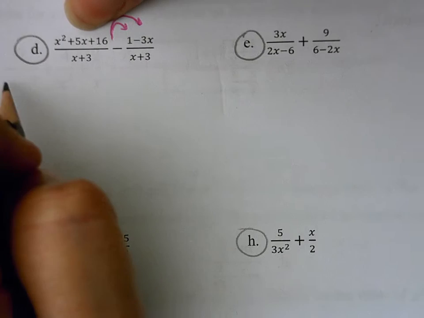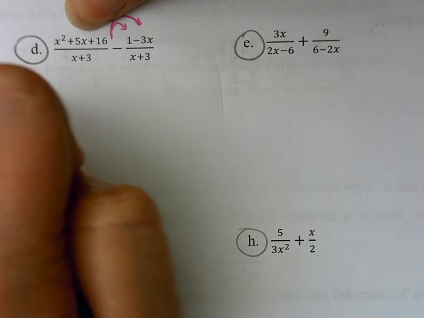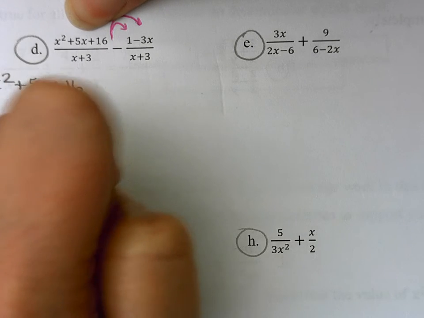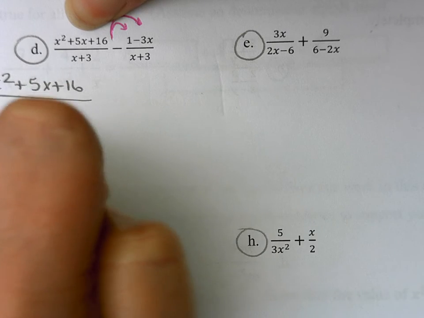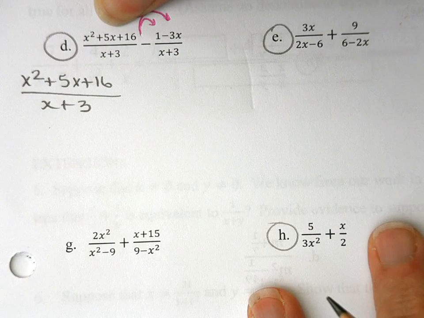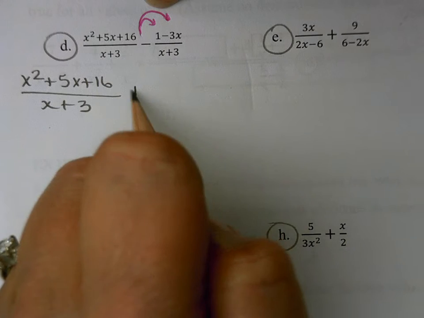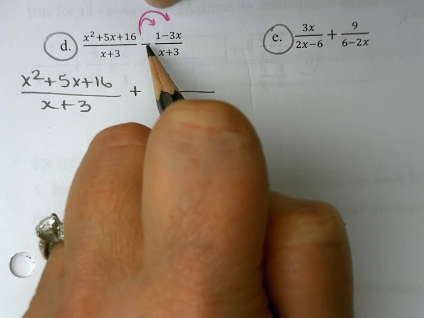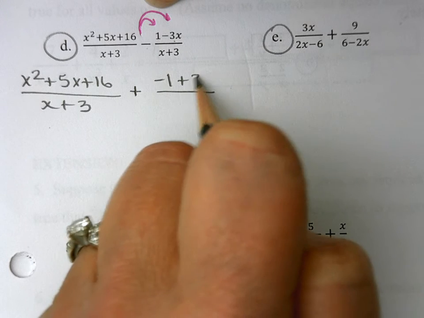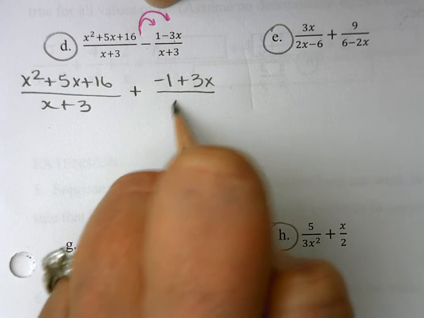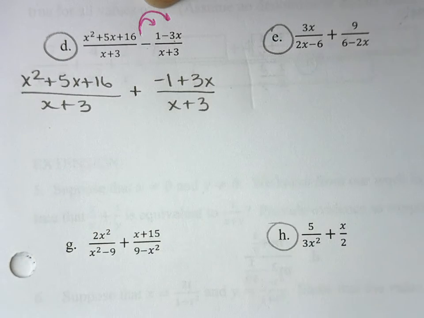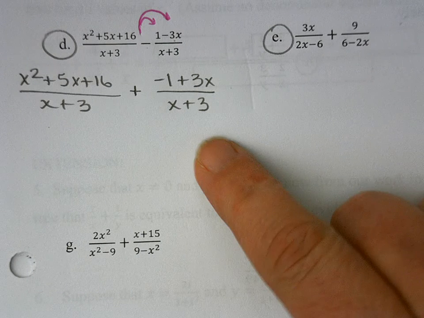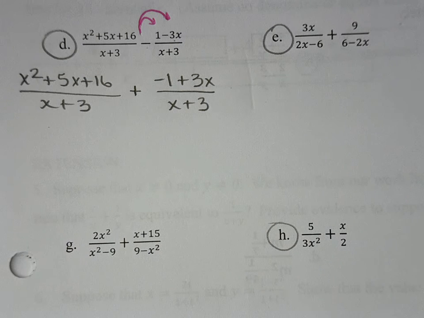So this fraction will stay the same. And then I'm going to change the subtraction to addition, and then positive 1 will turn into negative 1, and then a negative times a negative will be a positive. And then the denominator will stay the same. So I have a common denominator. That means I can just add my numerators together.